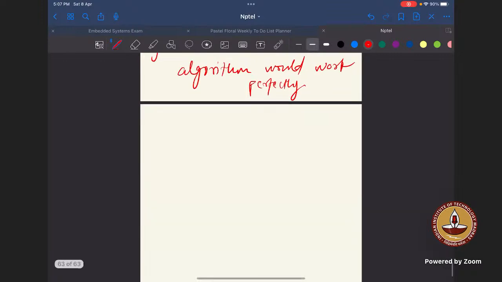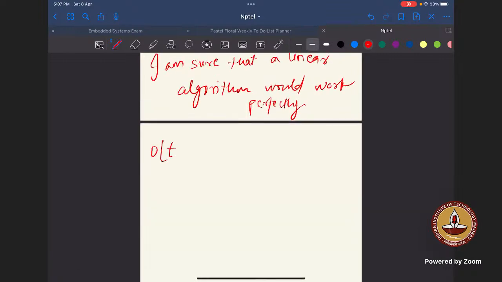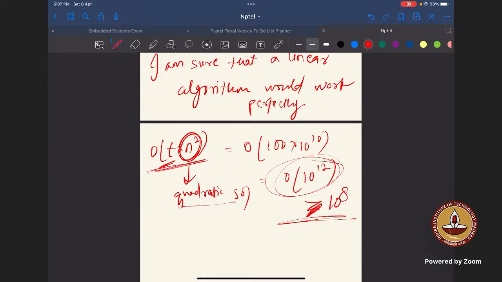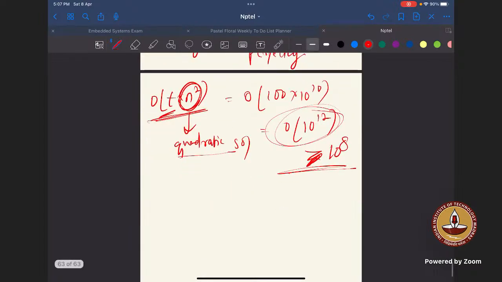Instead, if I consider order of T N square, that is for each test case, if I try to do a quadratic solution, then the time complexity will be order of 100 into 10 power 10, which is nothing but order of 10 power 12. That is greater than 10 power 8. So obviously we cannot propose an algorithm which takes order of T N square, a quadratic solution. We cannot do that. So we have only one option, which is we have to solve this question in linear time. How will we do it? Let's see.